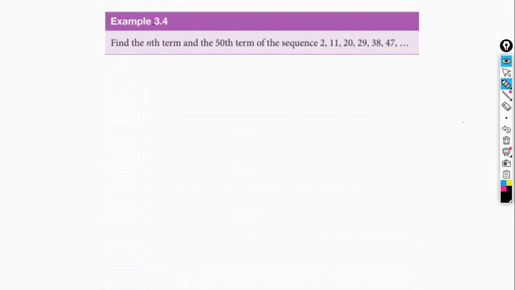In example 3.4, they want us to find the nth term and the 50th term of the sequence 2, 11, 20, 29, 38, 47, etc. Let's remember that the formula for the nth term is a sub n equals the first term plus the index minus 1 times the common difference. What's the common difference? That's all we're missing here. Notice that it's increasing by 9, right? So 2 plus 9 is 11, 11 plus 9 is 20, etc.